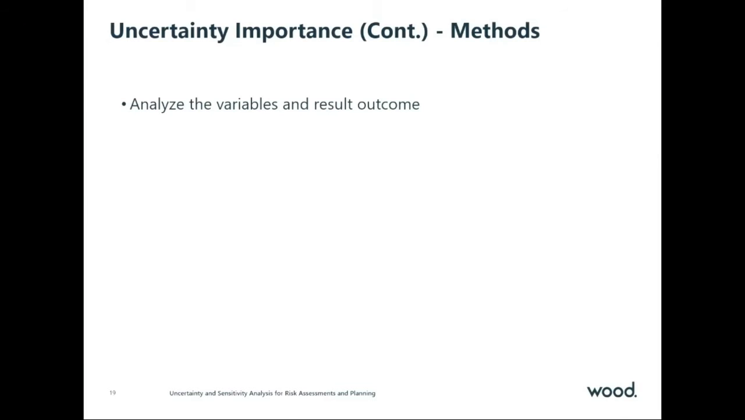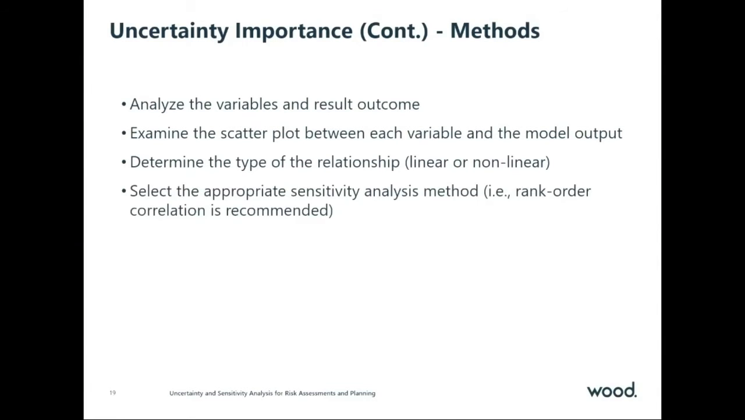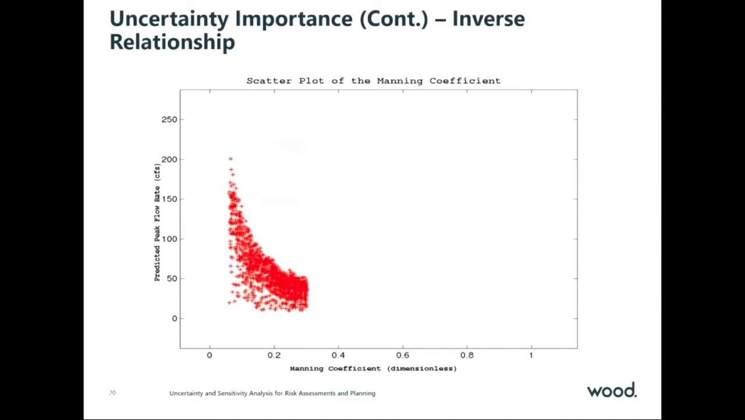So the methodology to do the uncertainty importance is that we need to analyze the variables and the outcome. You plot the variables of the input with the output, and you determine the relationship, linear or nonlinear, between the input and the output. And you need to select a sensitivity analysis method in order for you to determine the uncertainty importance. This is an example of a scatter plot between Manning and flow rate, the output. As you see here, the Manning coefficient shows a nonlinear inverse relationship with the predicted peak discharge.